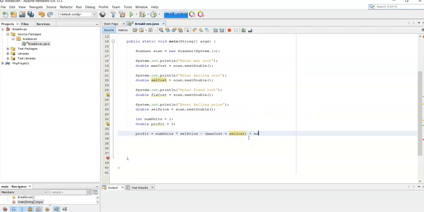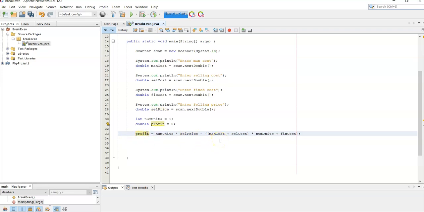Multiply num units, and num units, what's left, plus fixed cost. Okay, let's put one more parenthesis here. Nice. That's it. Okay, what I did here to calculate the profit, I multiply the number of units and selling price, which means revenue, and then I subtract the amount of the expenses from the revenue, and I get the profit.